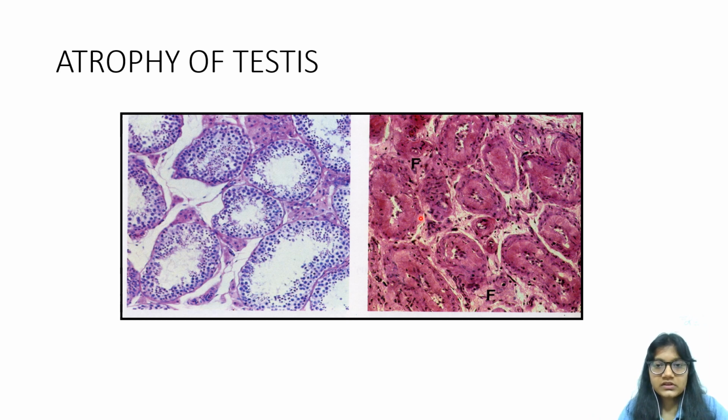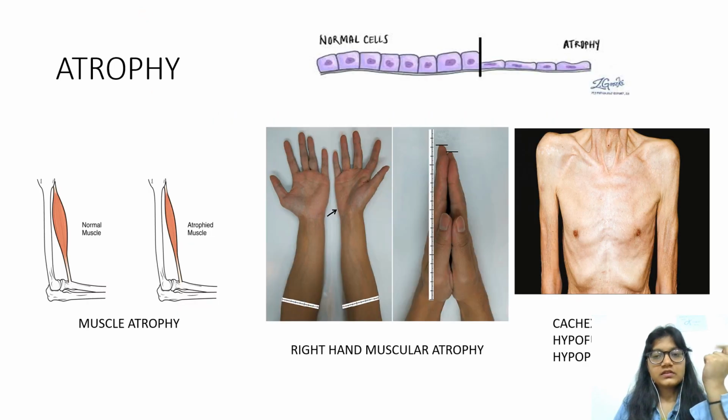So this hyaline change is a common end result of atrophy or cell damage, and it is frequently accompanied by fibrosis, and hence due to the deposition of fibrous tissue there is minimal spermatogenic activity. So you can see the seminiferous tubules. These are various examples of atrophy.